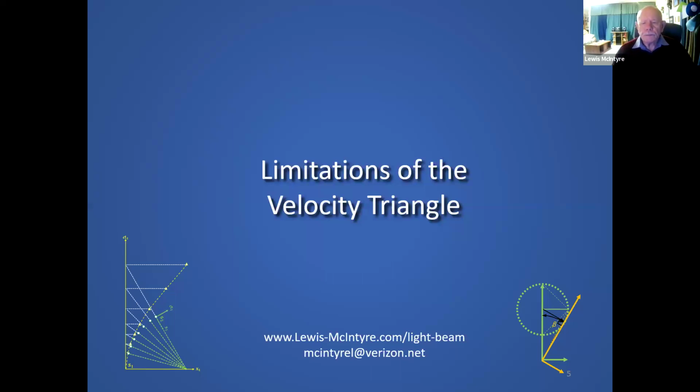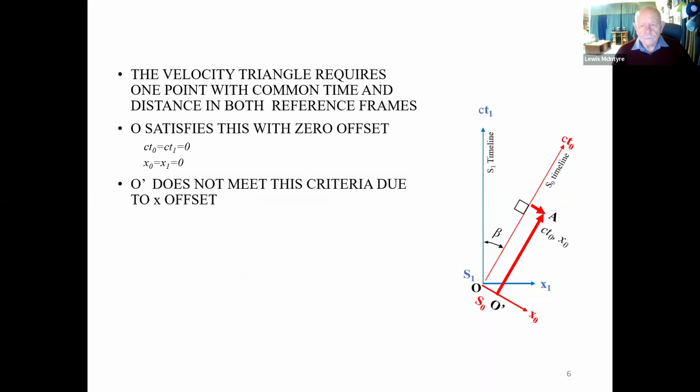There's only one problem. The velocity triangle works only for proper events in one reference frame, events which have zero x components, which transform to trajectories x equal vt in the other. Why is this? The reason is that the velocity triangle requires one point with common time in both reference frames. O satisfies this because at t equals 0, the two reference frames are co-located. With an x offset, this is no longer true, as shown at O prime.